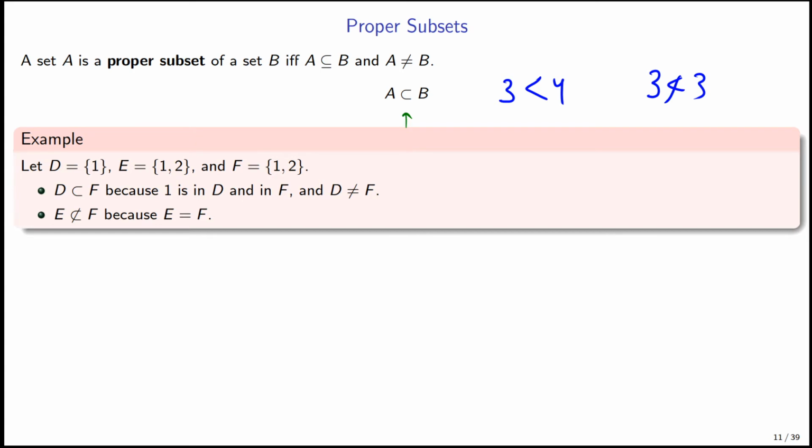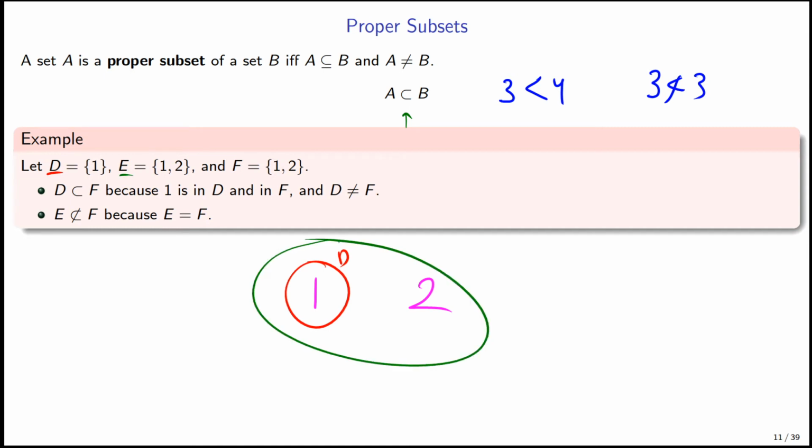So let's draw our elements here. We have just 1 and 2 this time, and we have D, E, and F. Let's circle D. We'll do that in red. D just contains 1. And let's take a look at E. We'll do E in green. E contains 1 and 2. So because D is within E, and D is not the same size as E, it's not the same thing as E, we know that D is a proper subset of E. It is still the case too that D is a subset of E as well. So D is a proper subset of E, and D is also a subset of E.